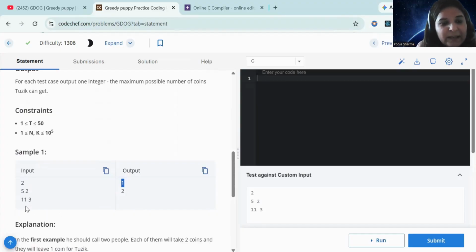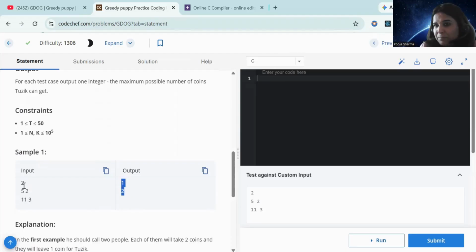Okay. Then 11 and 3. So there are 11 coins, and they're divided equally among the three persons. And what are the leftover coins? The leftover coins are 2. How? 11 divided by 3, 3 threes are 9, right? Leftover 11 minus 9, 2. That's why the output is 2.